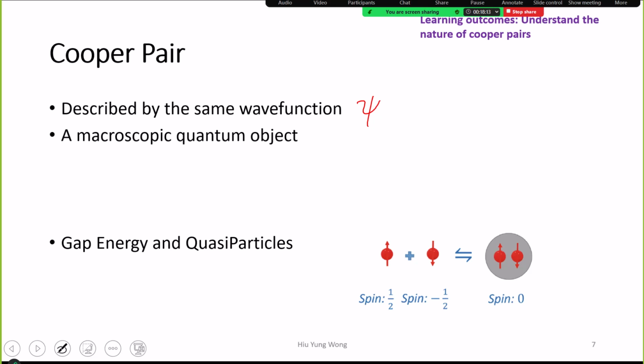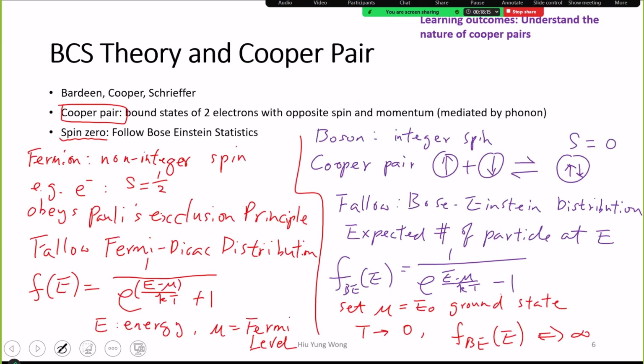Sorry, in the previous slide, you said... They do, yeah. It doesn't come into this picture, but in the formalism, they have opposite momentum also for the Cooper pair. So you know, this is not talking about particles, right? It's a wave function. Like in solid state physics, you have the wave vector. So yes.